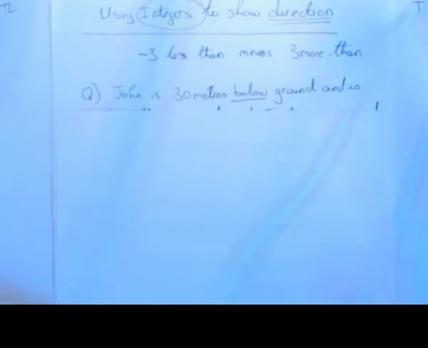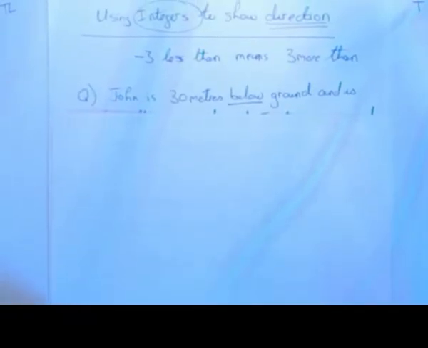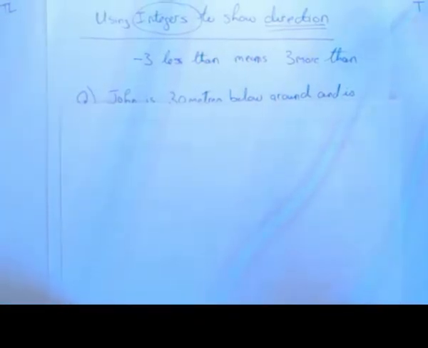So let's have a look at a question to do with direction. So if we're saying negative 3 less means 3 more, then we might say negative 3 up actually means down. So if we're asked how far above the ground we are, we might use minus or negative numbers to talk about being below ground.